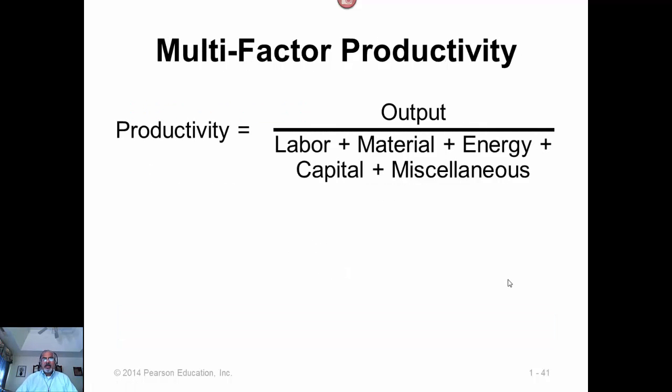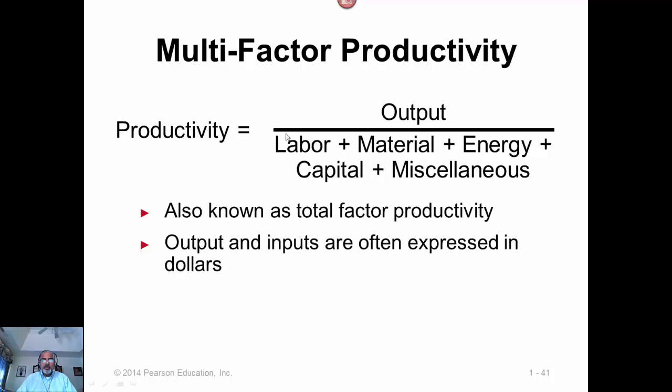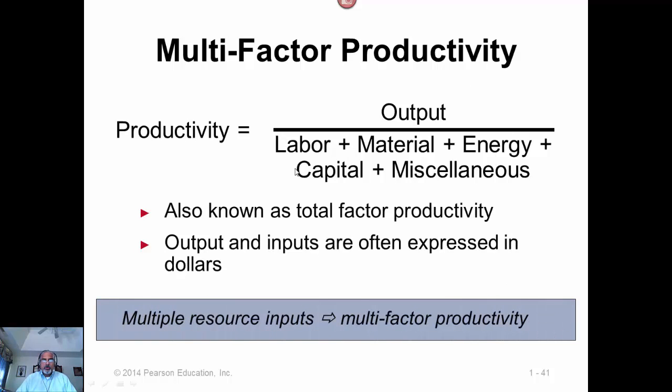Multi-factor productivity, on the other hand, is output in the numerator divided by a bunch of inputs. And remember, since these are not addable, like you cannot add labor hours with material used with the energy and so on, you have to convert each input into a dollar amount and then add them up. So this is called multi-factor productivity, multiple resource inputs.